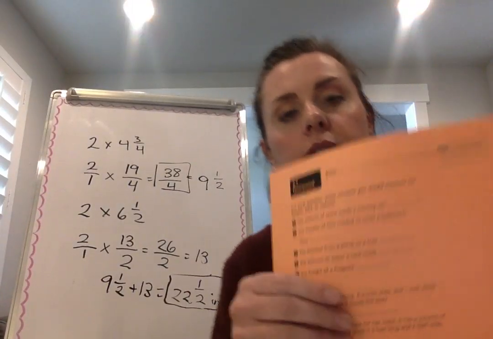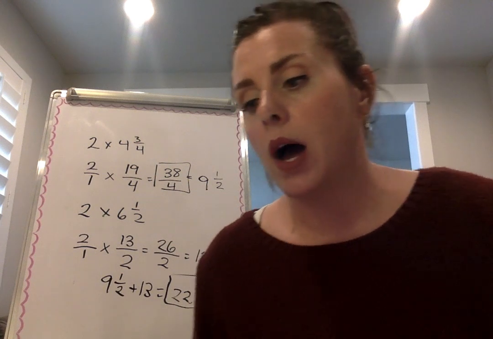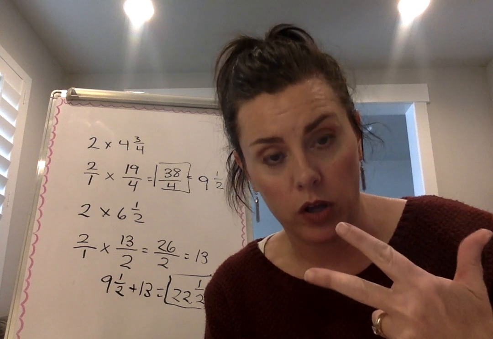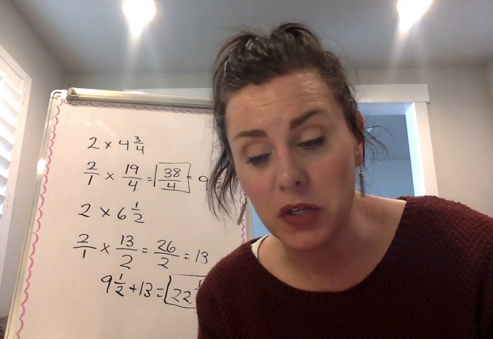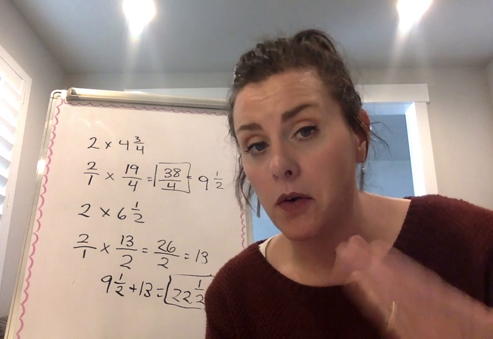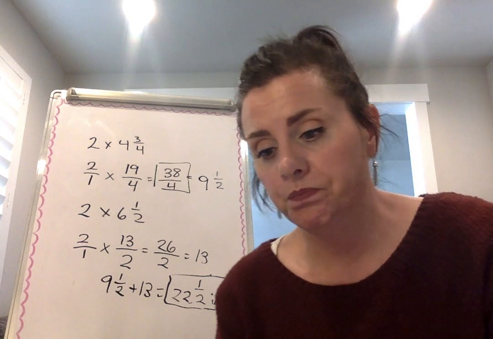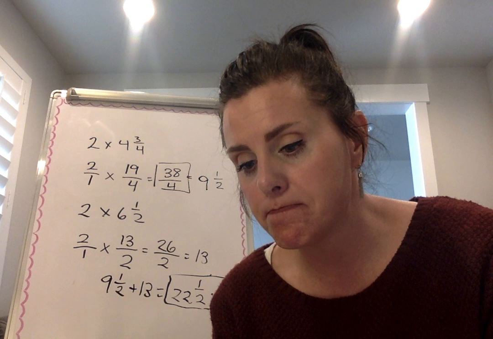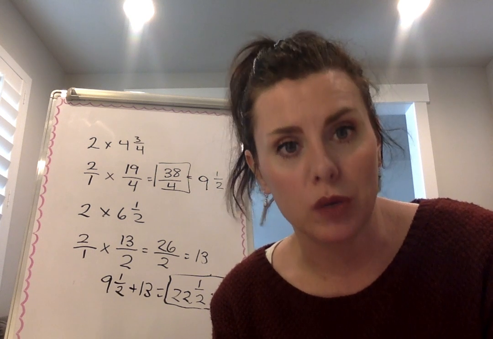Okay, so on 8-7, it's asking you the same questions like we answered before at the very beginning of our video. You're going to tell whether you're measuring for length, area, or volume, okay? You don't have to tell how many measurements on this one. You just have to say length, area, or volume. Then 6 through 10 is where we're actually doing the word problems, the real world problems, okay?